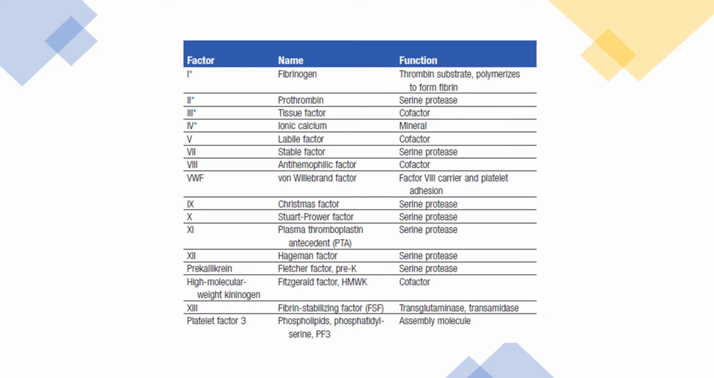Factor 9 is called Christmas factor. 10 is Stuart-Prower factor. 11, plasma thromboplastin antecedent or PTA. Factor 12 is Hageman factor. Prekallikrein is Fletcher factor or PK. And then we have HMWK or high molecular weight kininogen, also called Fitzgerald factor. Then factor 13 is fibrin stabilizing factor. The last in this table is platelet factor number 3, which is mainly phospholipids or phosphatidylserine, PF3.